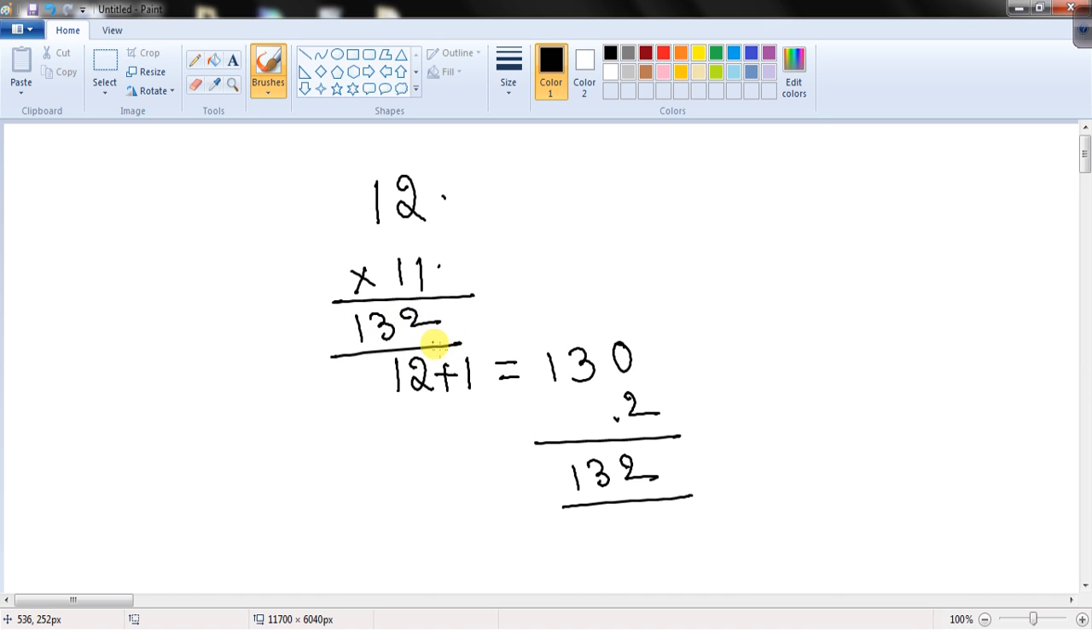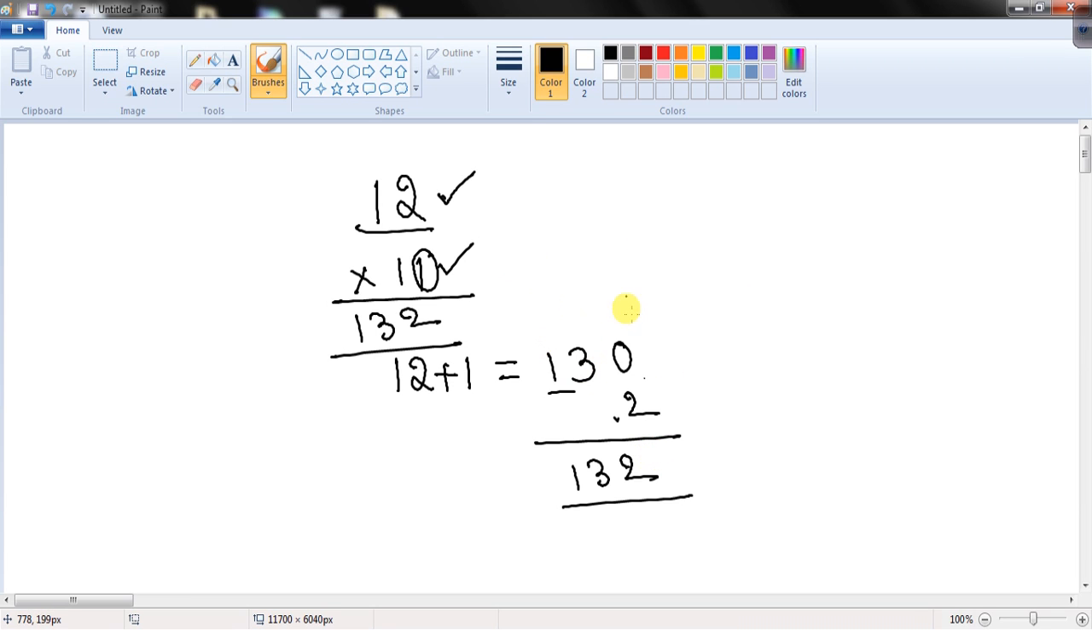Let me repeat. If I want to do multiplications above 10 by 10 and up to 20 by 20, you can follow this logic so that you can do questions quicker, very fast, without pen and paper, and you save a lot of time. If I want to multiply 12 by 11, how do you do it? 12 plus 1 is 13. So I write 130. 2 into 1 is 2. So 130 plus 2 is 132.